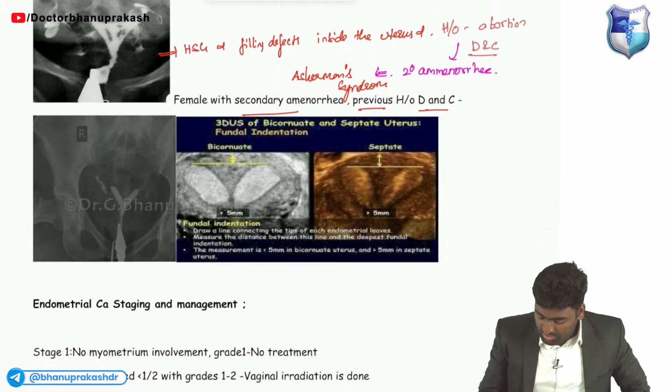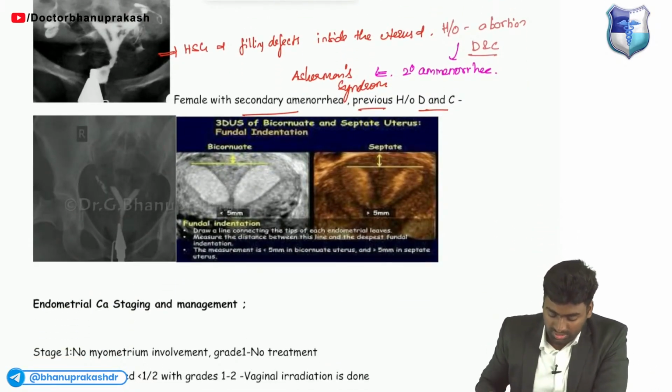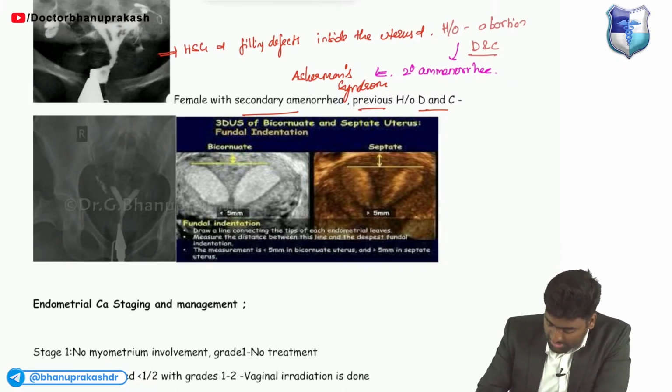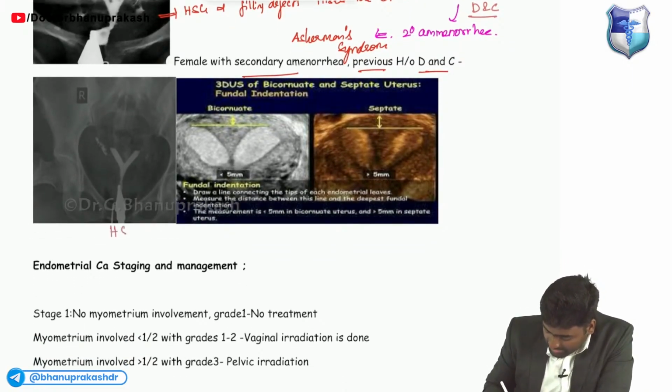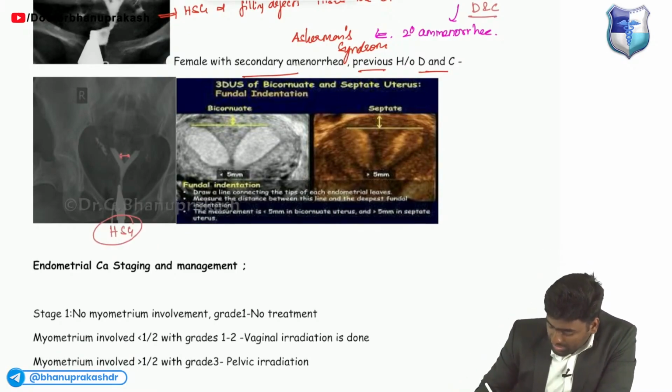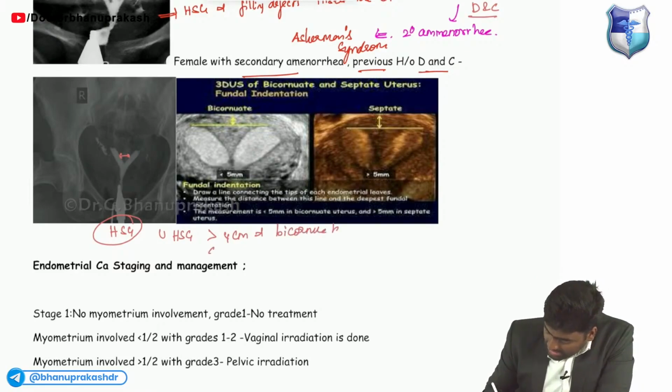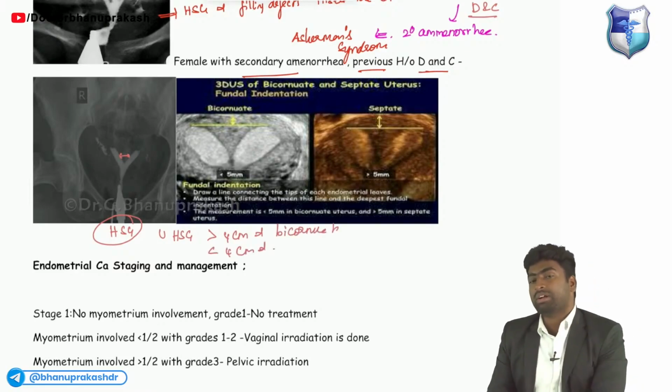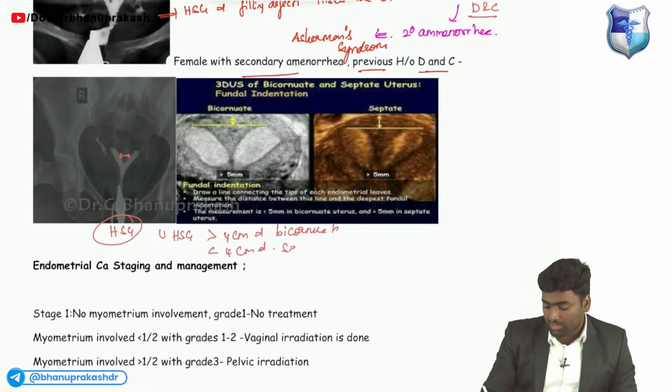And next, if you are able to see, good Dr. Anar. Yeah, good Dr. Parul. So next, if you see this HSG image, you need to differentiate whether this is a septate uterus or a bicornuate uterus. See, in HSG, if it is more than 4 centimeter, then it is a bicornuate uterus. If it is less than 4 centimeter, then it is the septate uterus.